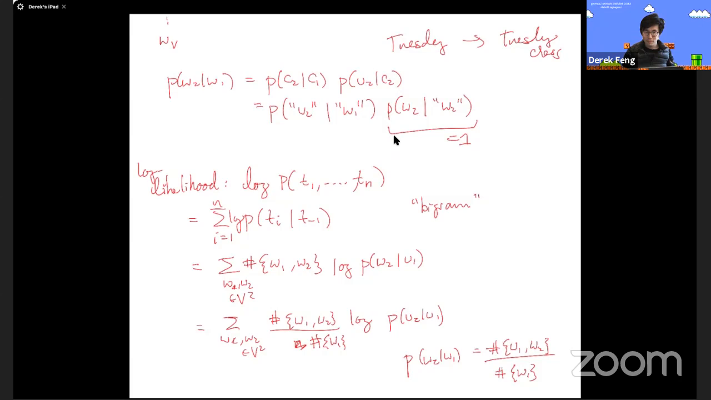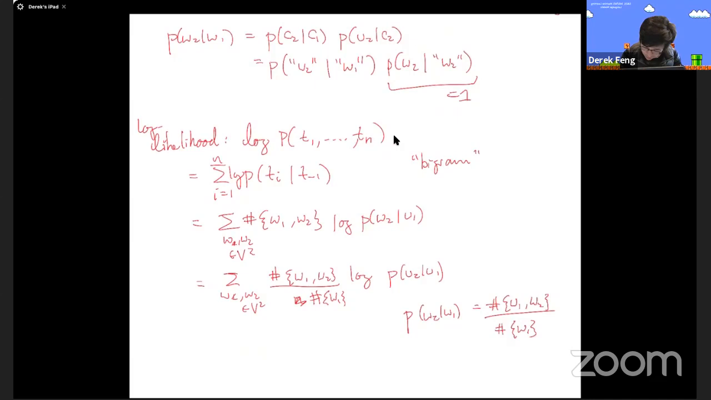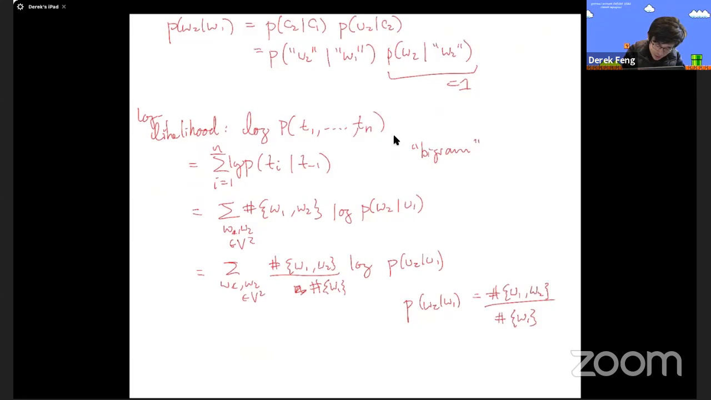Actually, this part, I sidestepped a little bit of work here. Originally I had done this calculation for the case where it was just the unigram, so I didn't have this conditional thing. The math is a little bit easier, but it's still the same principle. So what is this? This is basically the number of times I see W1 and W2 next to each other in my corpus, right?